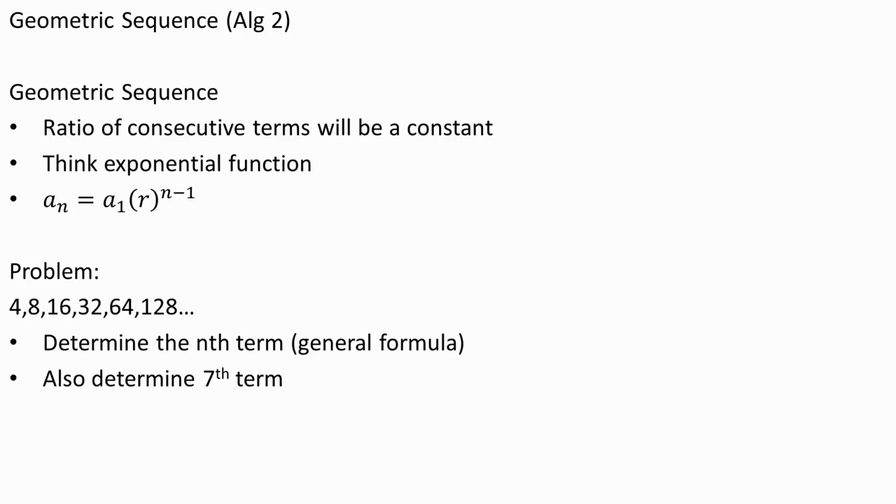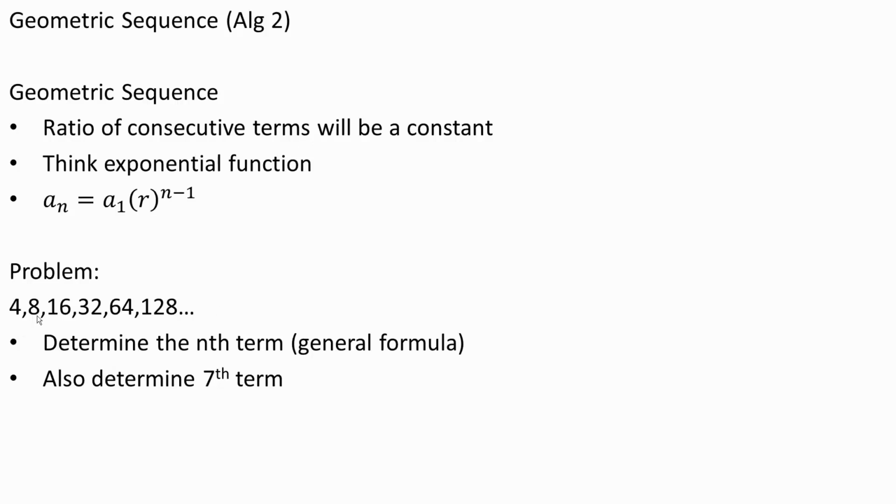In this video, we will go over geometric sequence. So the idea behind geometric sequence is that the ratio of consecutive terms will be constant, and you can kind of think exponential function, and we'll do a concrete problem. And if you want to know what a sub n is equal to, it will equal a sub 1 times parentheses r raised to n minus 1. So this first line, ratio of consecutive terms, will be a constant.